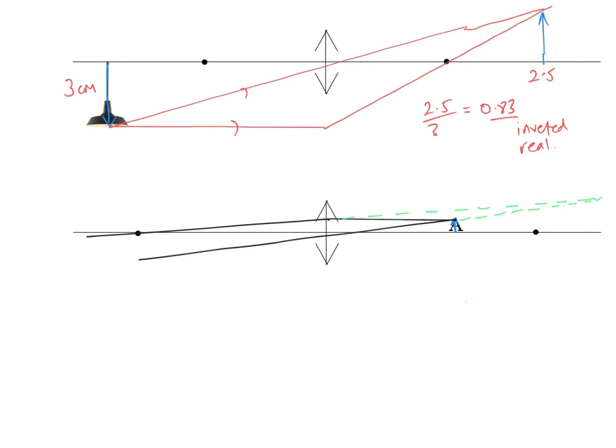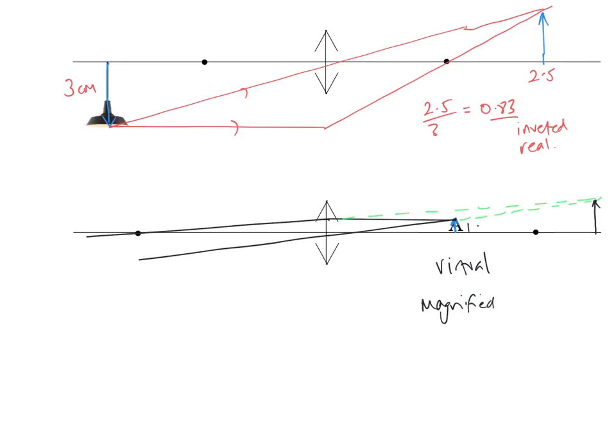And then we can draw our image just where they cross, and we can see that it's the same side of the lens, so that means it is a virtual image, one that cannot be projected. It's also got bigger, so it's been magnified, and again we can calculate the magnification.